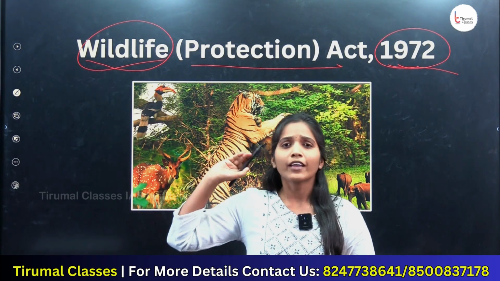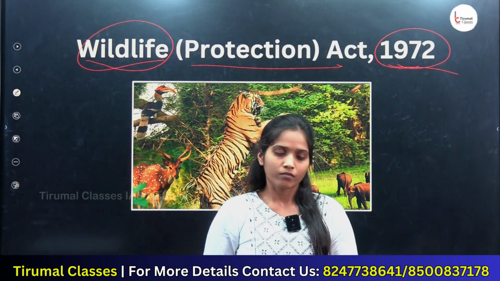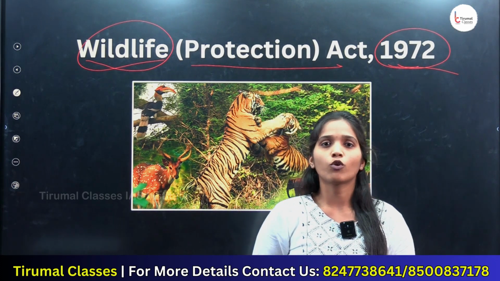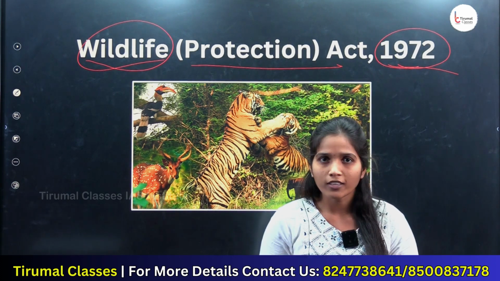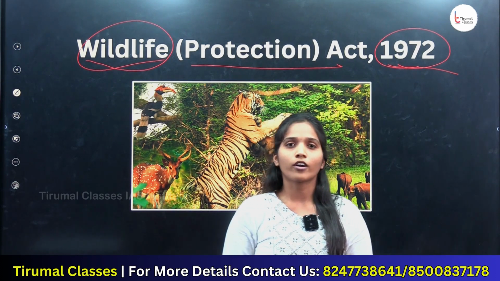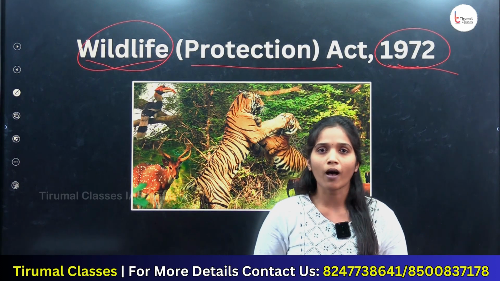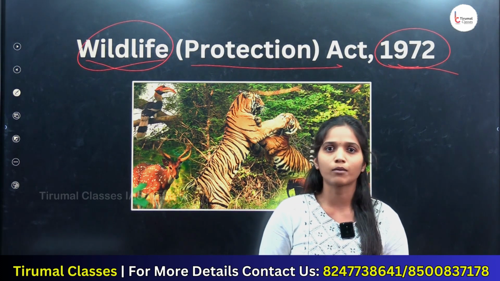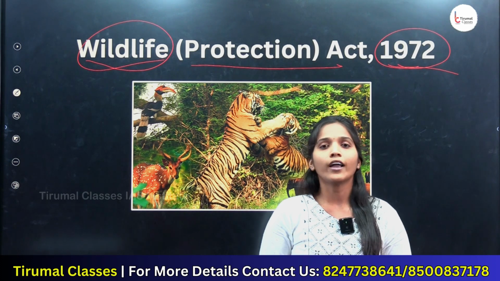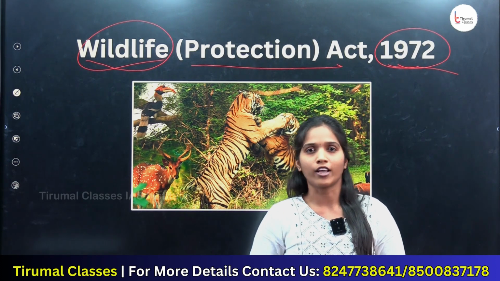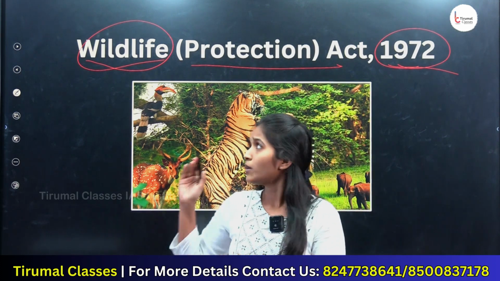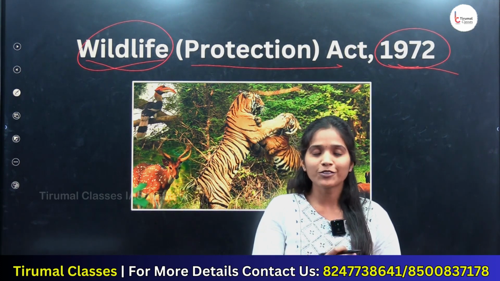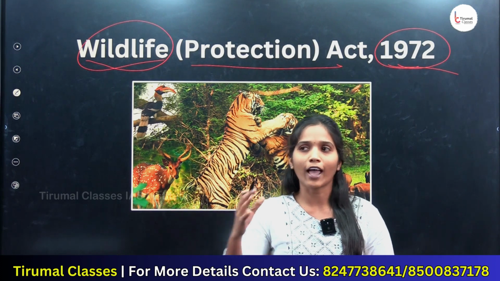And what are the main objectives of this act? To ensure the safeguard of endangered species, to control the trade of wildlife products, to establish protected areas like national parks and wildlife sanctuaries, and to prevent the hunting of wildlife. So these are the objectives of this act, and it comes under the Ministry of Environment, Forest and Climate Change.